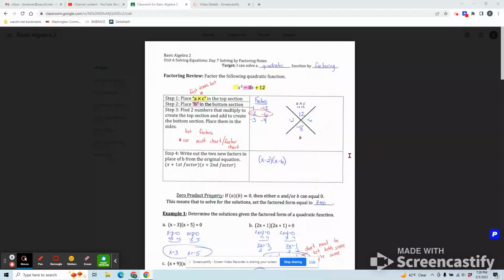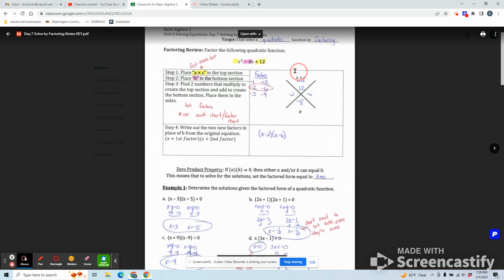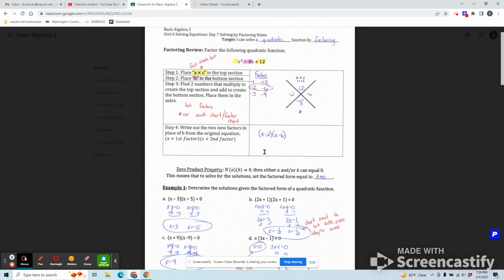Slover's Math. Today we're going to focus on factoring and solving a trinomial. So you're going to be able to solve a quadratic function by factoring. Now this top part may look different than what we're used to seeing. This is just a different organizational tool to achieve the same goal.